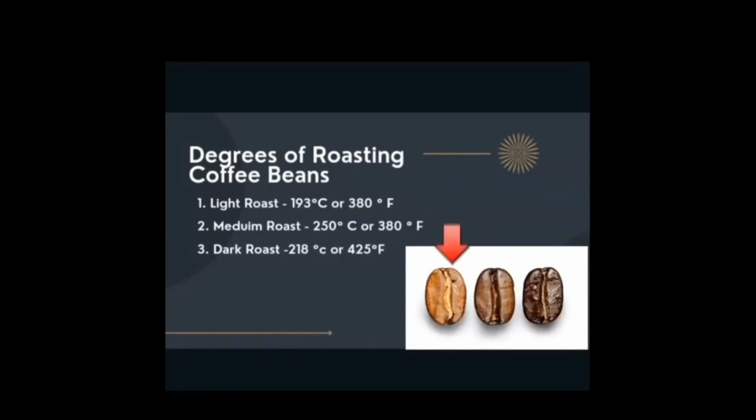Degrees of roasting coffee beans. We have light roast, medium roast, and lastly we have the dark roast.